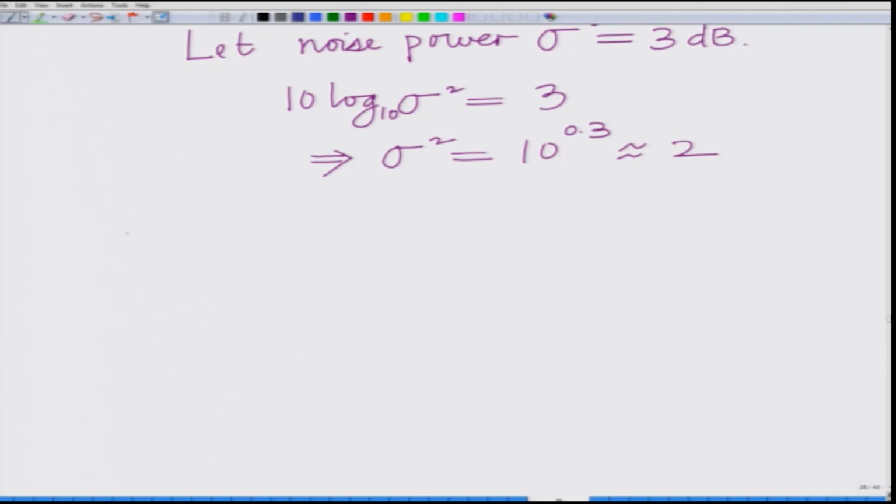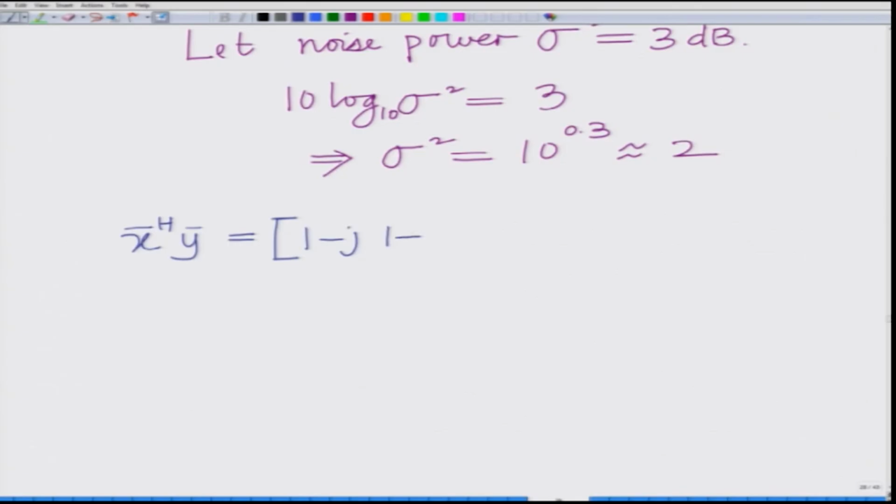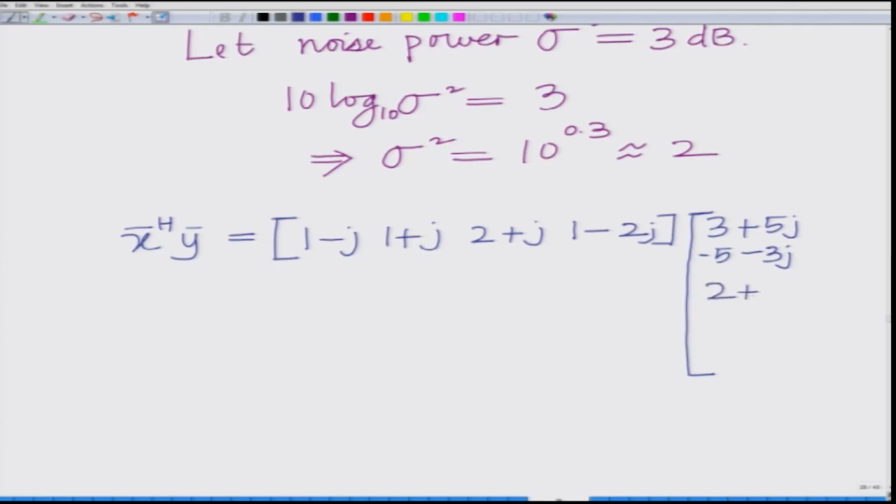Next, we want to find the quantity x bar Hermitian y bar. Remember, for the Hermitian of a matrix, you have to take the transpose of the matrix and the complex conjugate of every element. So, column vector x bar becomes a row vector and you take the complex conjugate of every element. Okay. So, that becomes 1 minus j, 1 plus j, 2 plus j, 1 minus 2j, times 3 plus 5j, minus 5 minus 3j, 2 plus 3j, minus 3 minus 2j, and you can calculate this is going to be 6j.